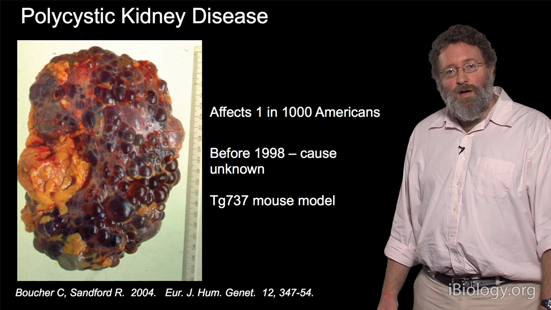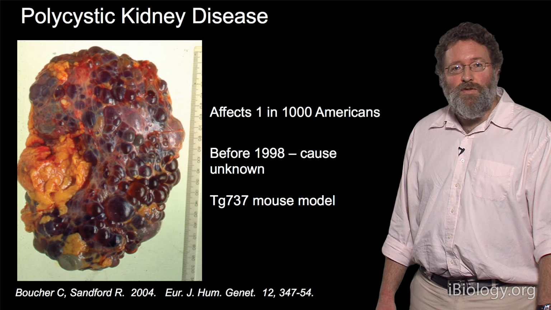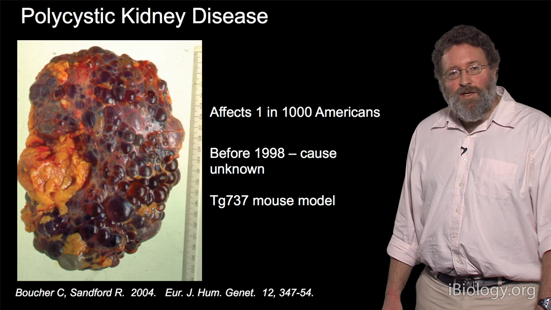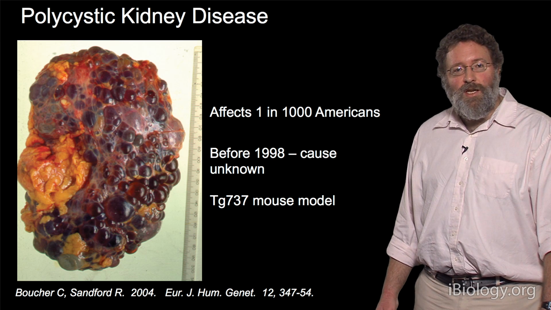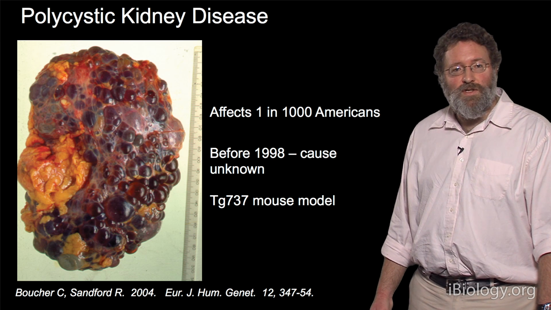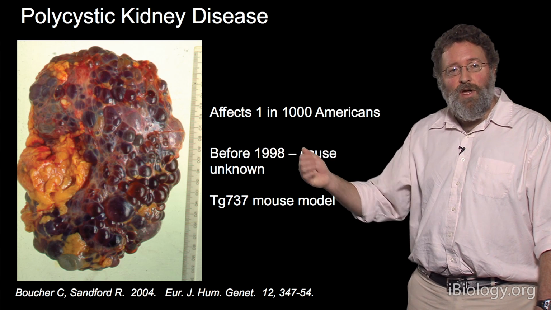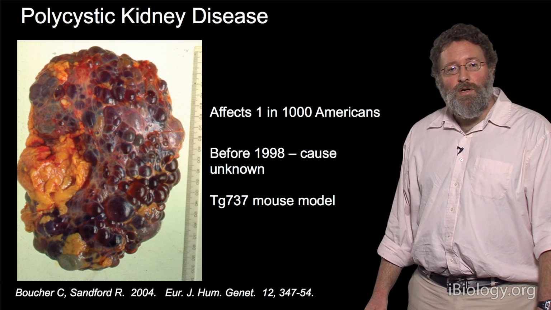This is an incredibly common disease. It affects 1 in 1,000 people in the US, and it's one of the leading causes of kidney failure. Polycystic kidney disease is a disease in which the kidney becomes swollen with gigantic fluid-filled cysts. The kidney itself becomes extremely large, as shown here in the image, and eventually it leads to kidney failure.